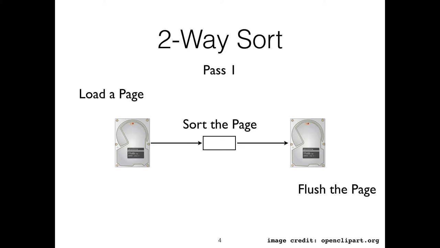Okay, so let's say that I have two sorted arrays, and I'd like to combine them together, merge them into one sorted array. How much memory am I going to need to do that?